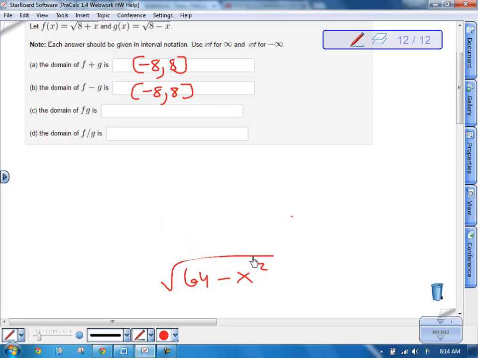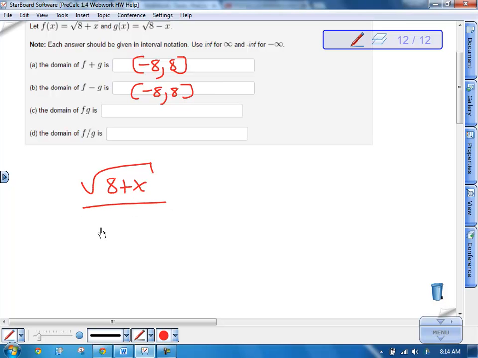We're going to have f over g, so we have square root of 8 plus x over the square root of 8 minus x. Now, we still can't have negatives underneath square root, so we still have that same restricted negative 8 to 8 domain at this point. But we also have one more thing. We can't have a 0 in the bottom now. So x cannot be equal to 8, because that would give us a 0 in the denominator, which is undefined. So I have to change this closed bracket that typically would include 8. I have to make that not include 8 now.